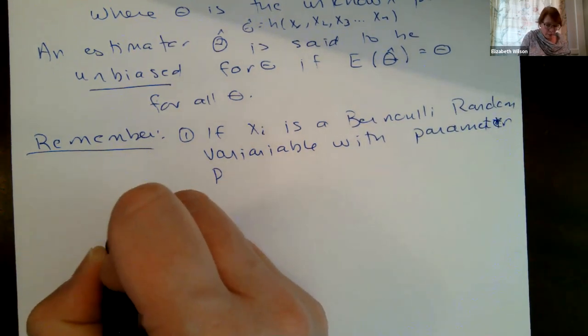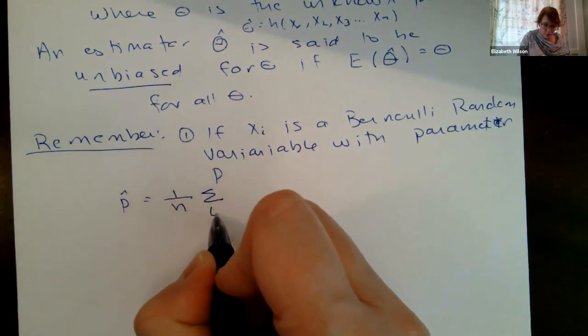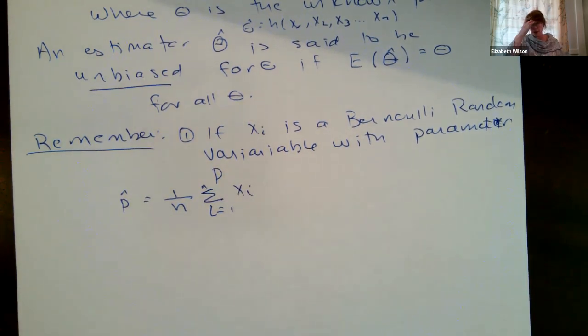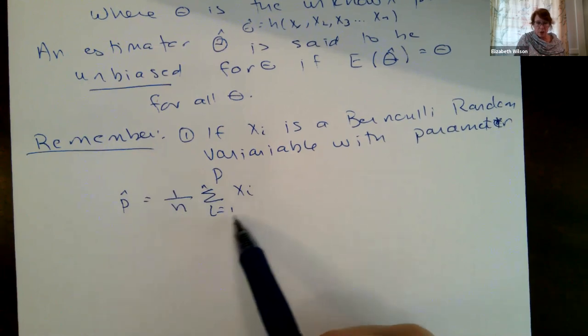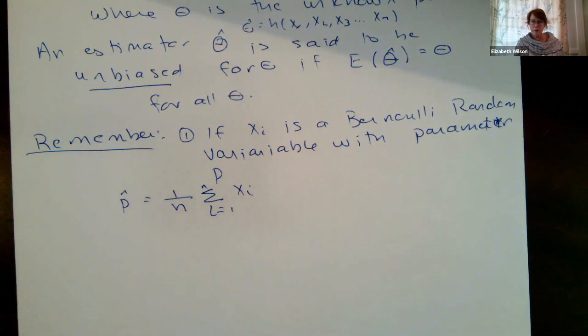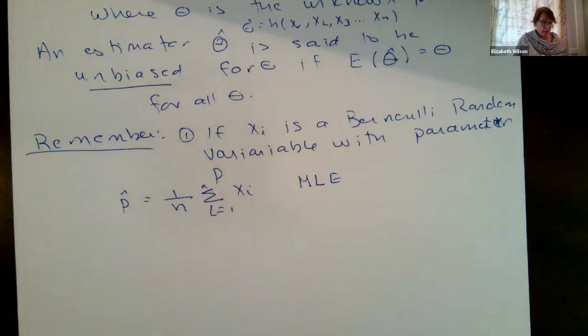If it's a Bernoulli random variable with parameter p, then p hat, our estimate for p, is going to be 1 over n times the sum from i equals 1 to n of all the x sub i's. We're basically taking an average. Remember, x sub i in a Bernoulli is 1 if it's a success, 0 if it's a failure. So if I sum up all of these 1s and 0s, I have the number of successes, divided by the total number of trials. This is our proportion, essentially. This is our maximum likelihood estimate, MLE, of our parameter p.